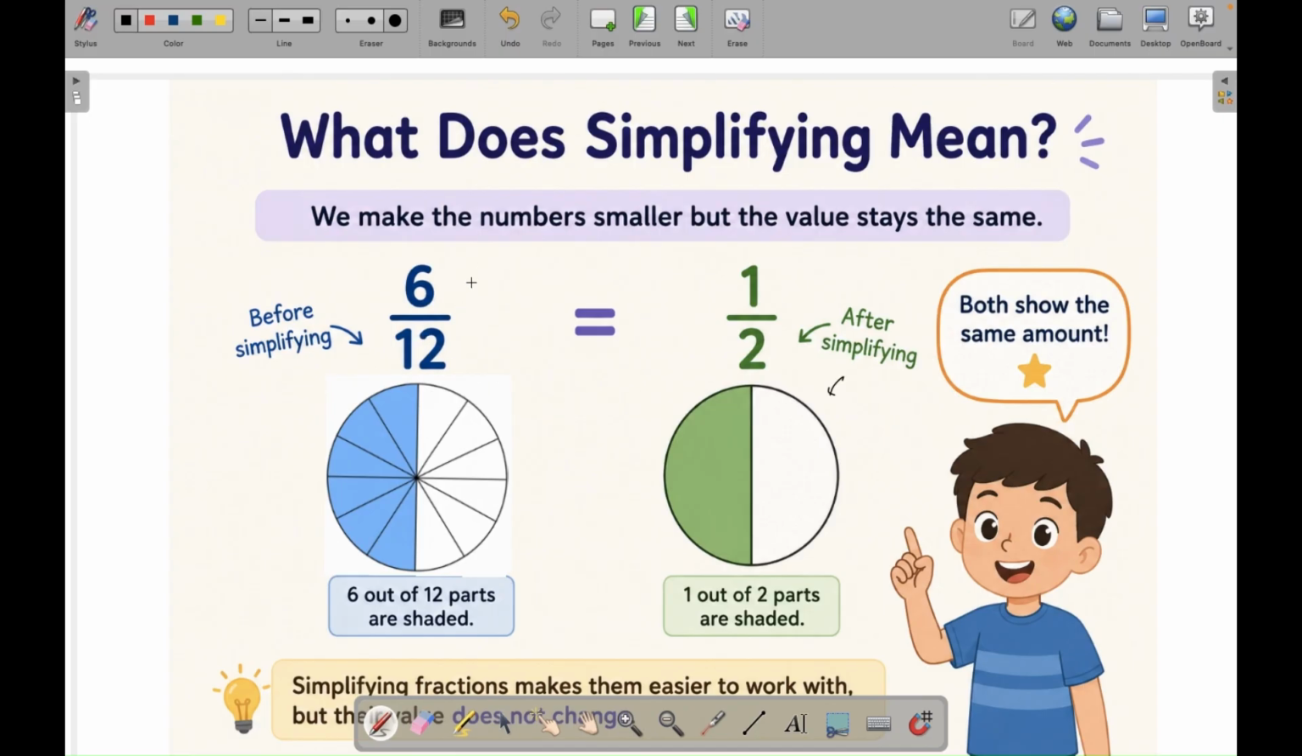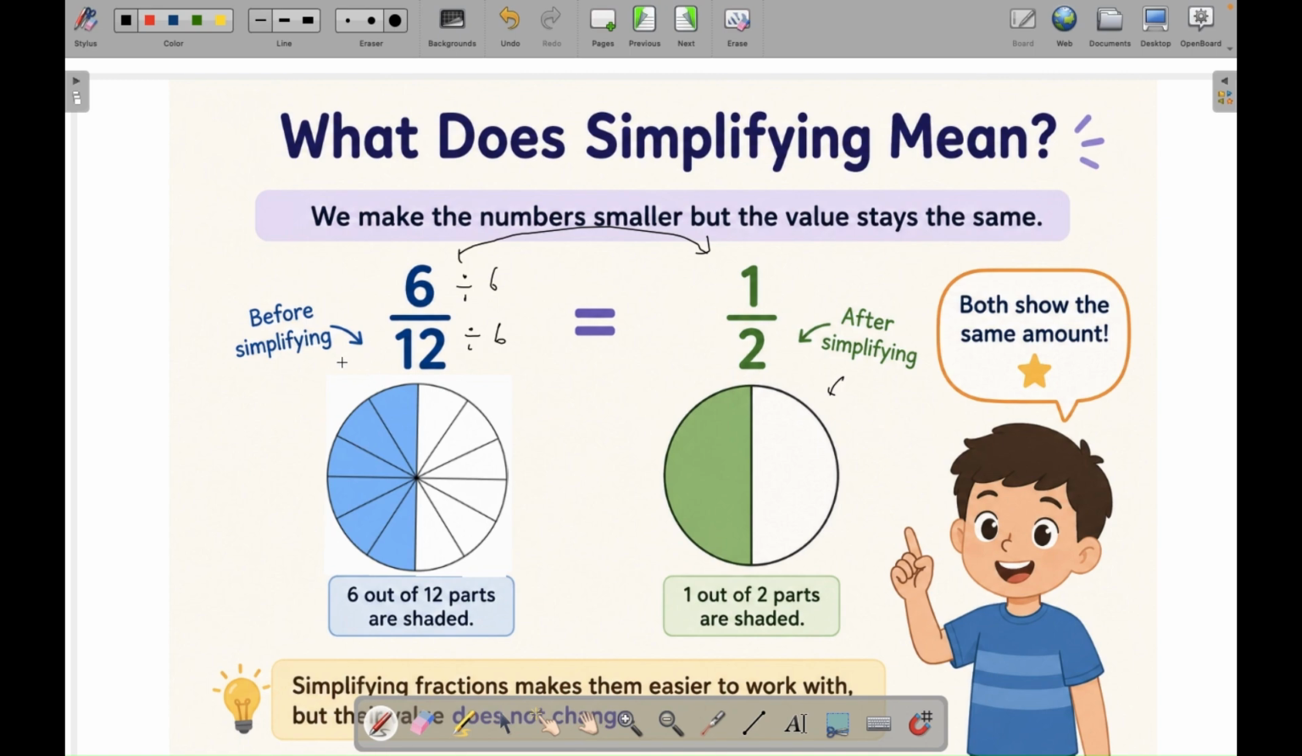So what we basically did, we divided it by some number. Again, dividing means these two must have something in common. Both of them had 6 in common. So I divided the numerator by 6 and the denominator by 6. So 6 divided by 6 gave me 1, 12 divided by 6 gave me 2. So what does simplifying mean? By simplifying, we mean that we are making the number smaller, but the value stays the same. These two are equivalent fractions as well. If you compare these two, you see that the value is not changing.